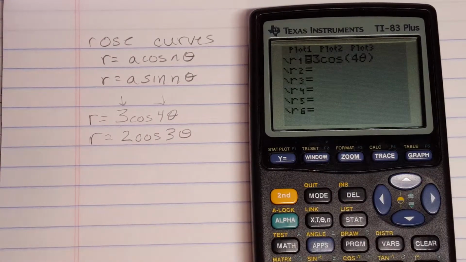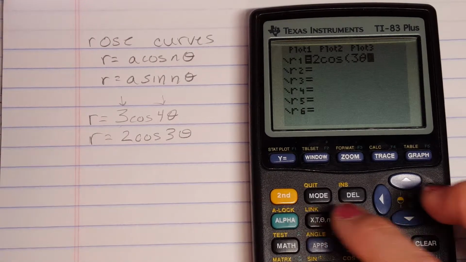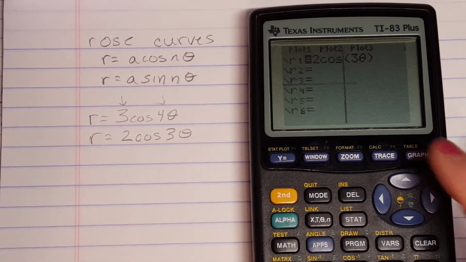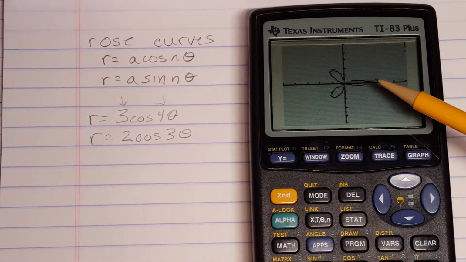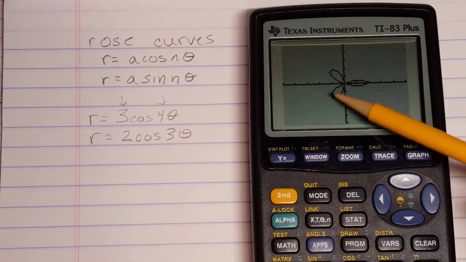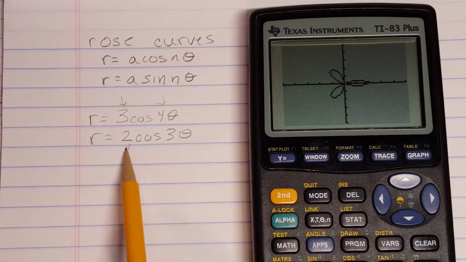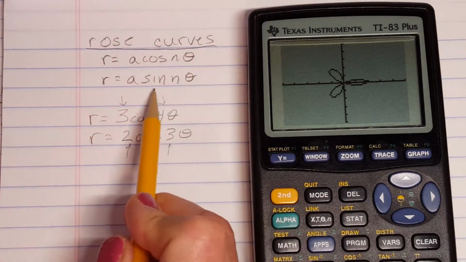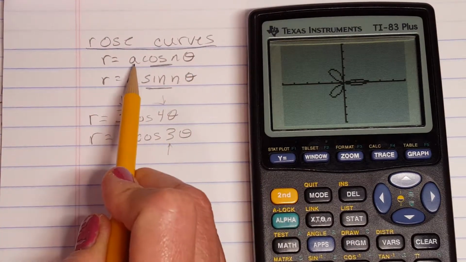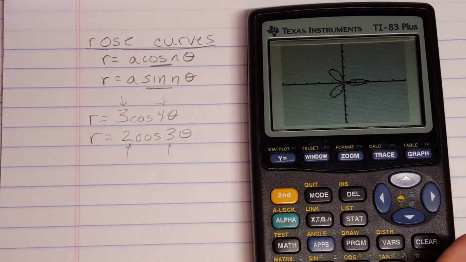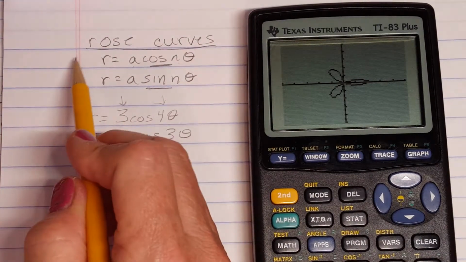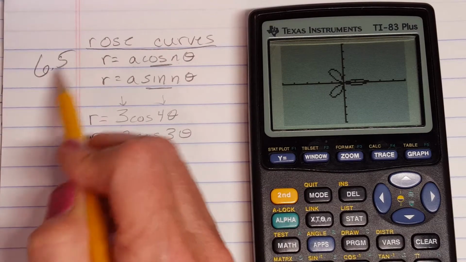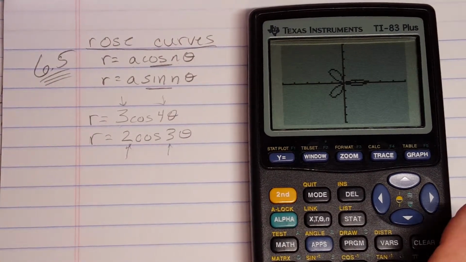And if I do r equals 2 cosine 3 theta, you get a very different curve. The petals go out a distance of 2, and there's only 3 of them. So you can learn a little bit about these numbers by exploring this project. So those are rose curves, and you can use sine or cosine. So you put any number in for a and n, and you'll get some curves. This is all in section 6.5, so you might want to just look over section 6.5 before you try doing these.